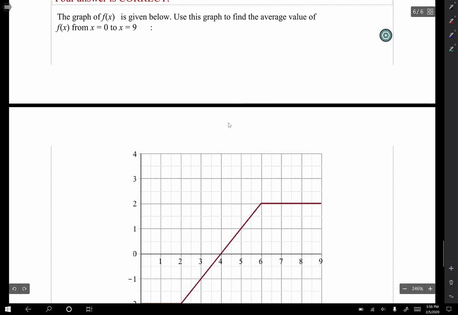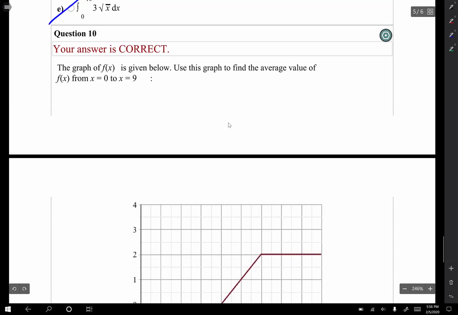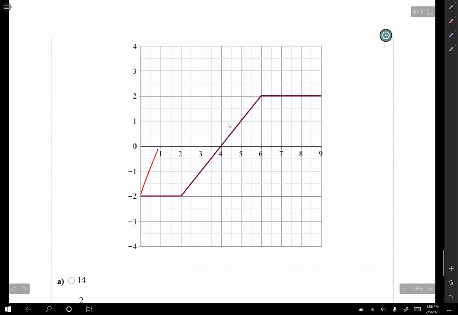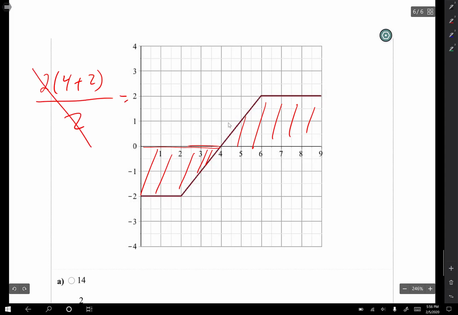The graph of f of x is given below. Use this graph to find the average value from 0 to 9. So I'm just going to find this area here, guys, and this area here, and add them up. Well, the area below the x-axis is negative. The area above the x-axis is positive. So I see a trapezoid here. Height is 2, and then (4 + 2) divided by 2. Those cancel out, so I see 6. This is negative 6 down there.